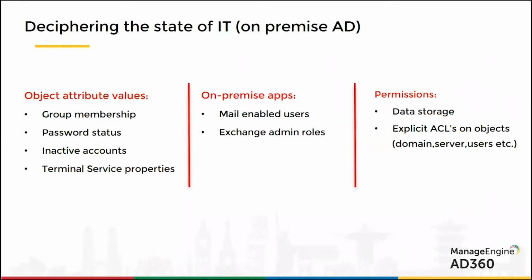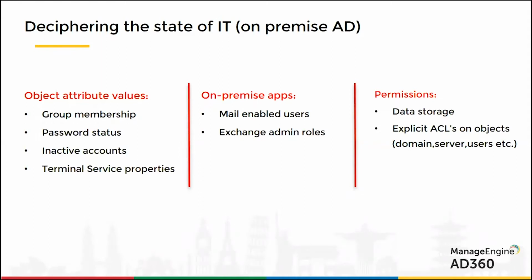Applications such as Exchange that are typically used in on-premise environments, applications such as G Suite, right? So when we use on-premise applications, there are a few things you need to look into as well. For instance, which of your users have mailboxes? Which of your users have administrative roles within Exchange? Which of your users are members of distribution groups, right? This is in accordance to on-premise applications.